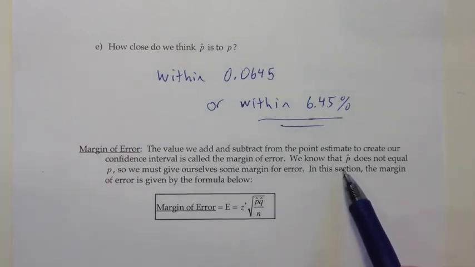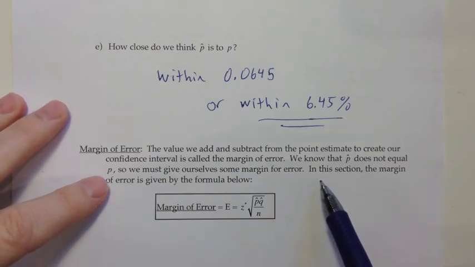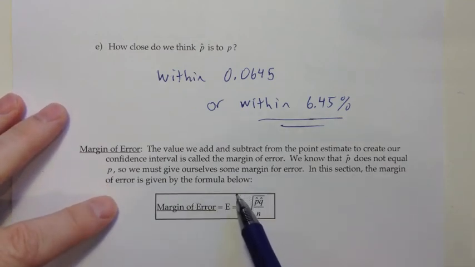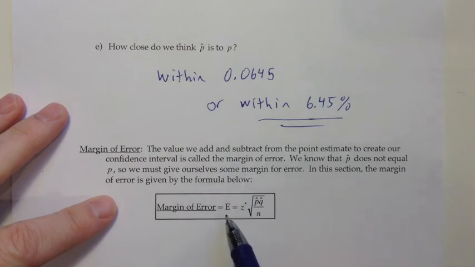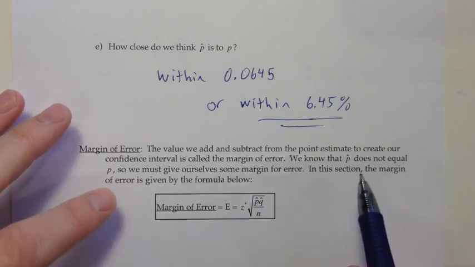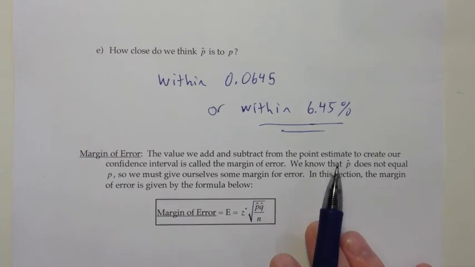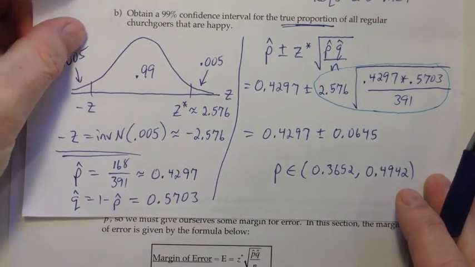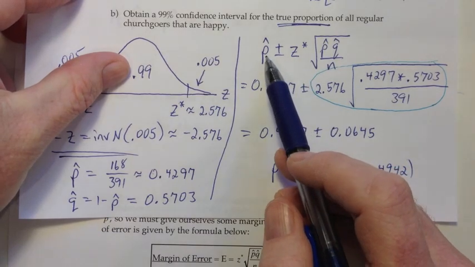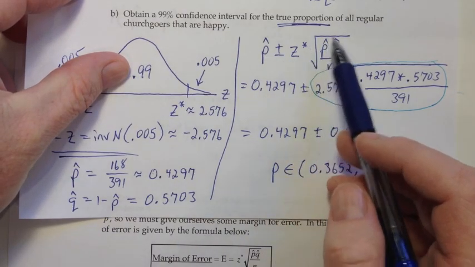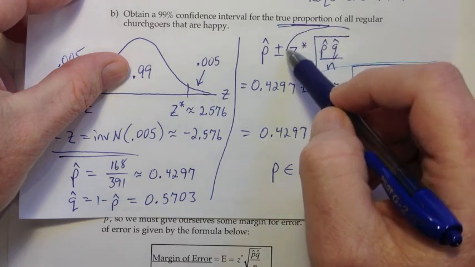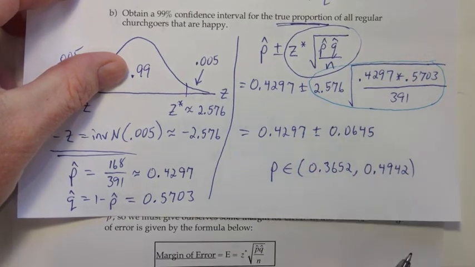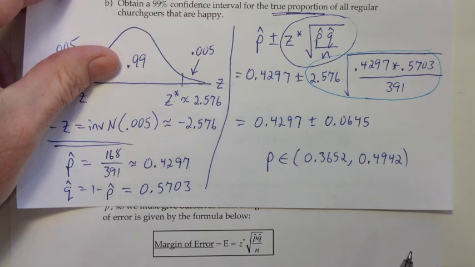And just again, that summary of the logic, we know that p hat does not equal p, so we must give ourselves some margin for error, and in this section the margin of error is given by the formula below. Margin of error, we'll use a capital E for that, is z star times the square root of p hat q hat over n. And if you think about the formula that we use, that makes sense, because we're saying that the margin of error is the part we add and subtract. And if you go back and look at the original formula, we have p hat, and then we add and subtract z star times the square root of p hat q hat over n. So this piece right here is our addition subtraction piece, and so it makes sense that that would be our margin of error as well.